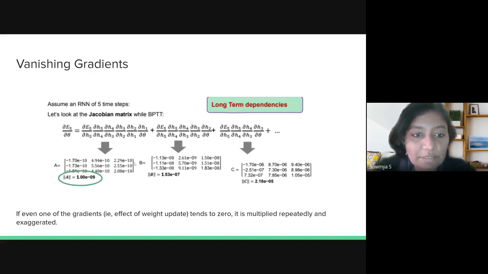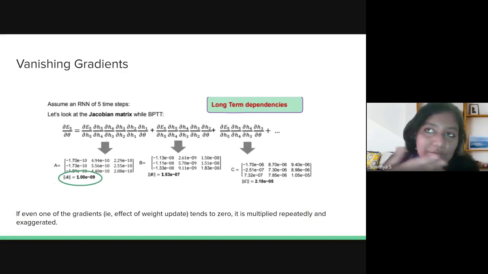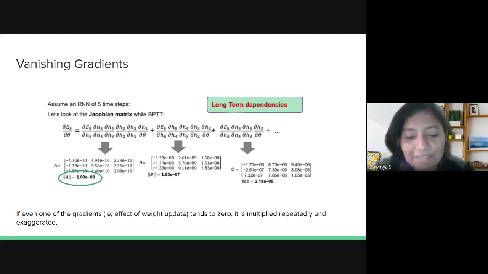So why does this happen? The fact that the values are cascaded across time means that even if one gradient is tending to 0, it gets exaggerated, because H2 by H1 is going to be very similar to H3 by H2, because it's dependent on those values. So when that happens, these Jacobian matrices, when you compute, will show that the values are very, very small because of this multiplication.